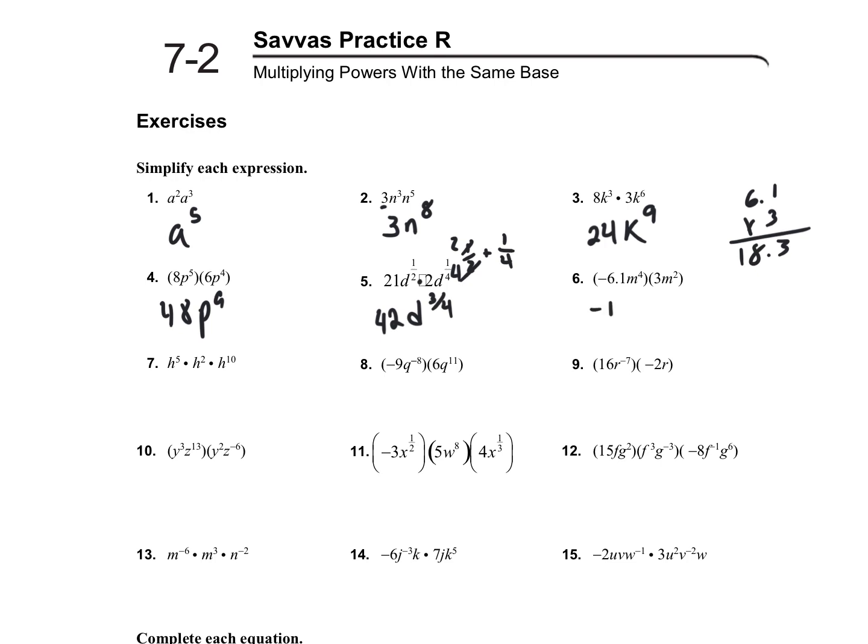It's going to be negative 18.3 m to the 6th power. 7, 3, and 9. So we're going to do h. Add 10, 5, and 2. So it's going to be to the 17th power. Then we're going to multiply for number 8, negative 9 times 6 is negative 54.